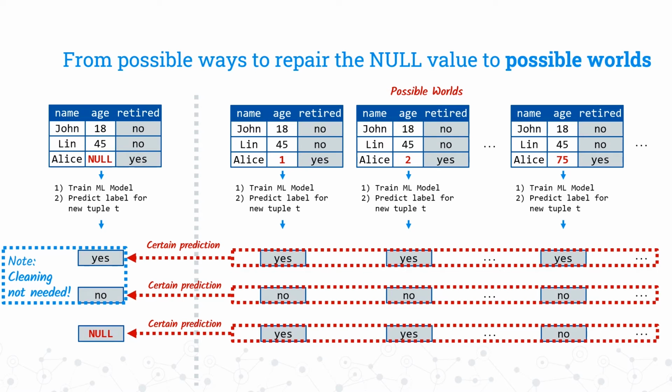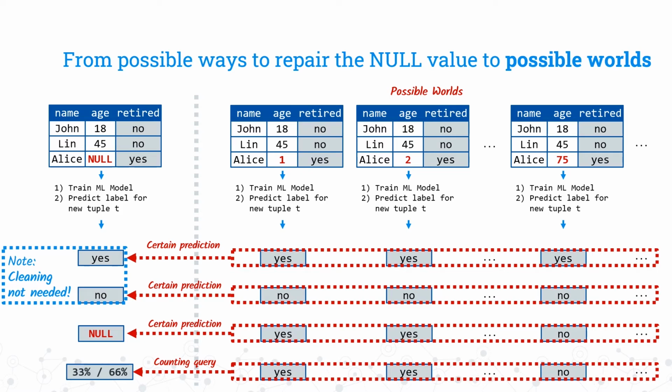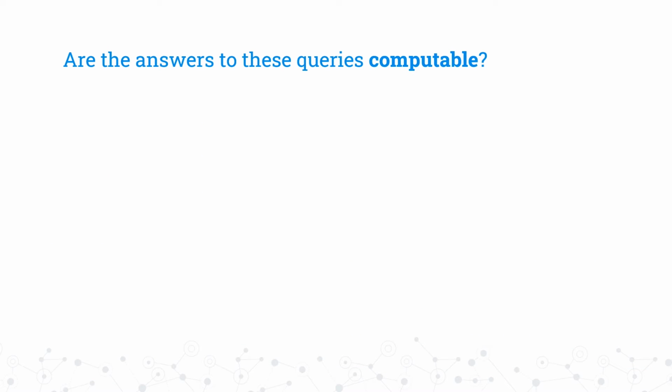Another useful type of query is what we call the counting query. Namely, assuming that we cannot give a certain yes-no answer, we still might want to know how many possible worlds would give a yes answer and how many possible worlds would give a no answer. This query will become the essential piece of our cleaning algorithm, which we will talk about in a few minutes. But before that, we need to see if the mentioned decision query and counting query can be answered in a practically feasible amount of time.